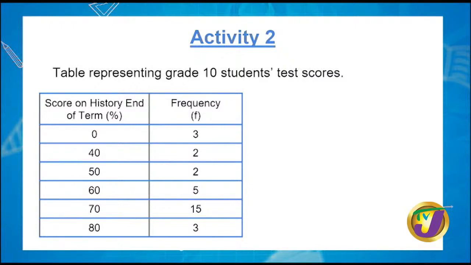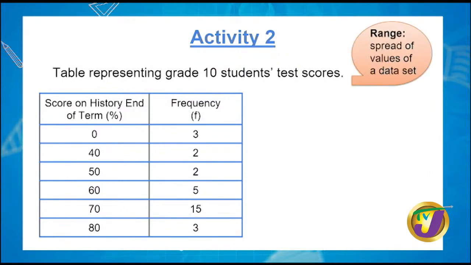Okay. So I think we'll start off with the range of scores. The range is the spread of values in a data set. In this case, the range of values would be 80 minus 0, which is 80. So why do we do 80 and 0? Because we're taking the highest score that the students got in the class, which is 80, and subtracting from that the lowest score, which is 0.